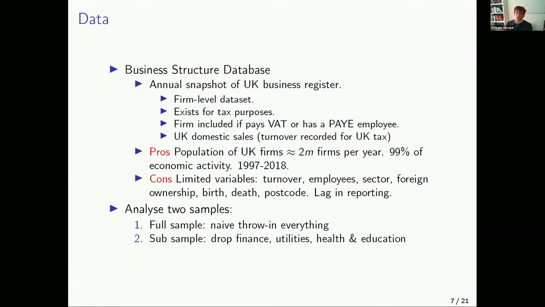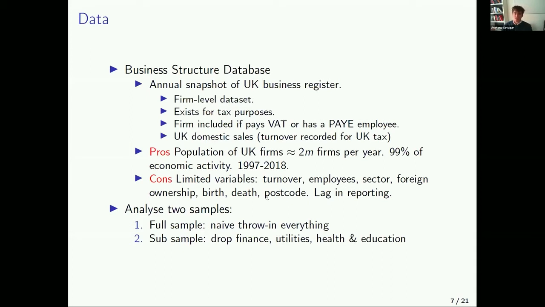So the pros of this data set are it's pretty much universal. You're covering all firms in the UK and 99% of economic activity from 1997 to 2018. It's also quite up to date. We're waiting for the 2019 data to come online anytime in the next month or two. So you do get a quite up-to-date picture of what's going on.